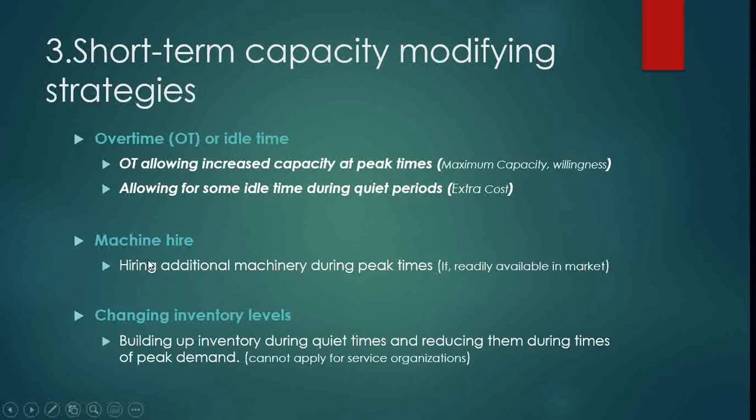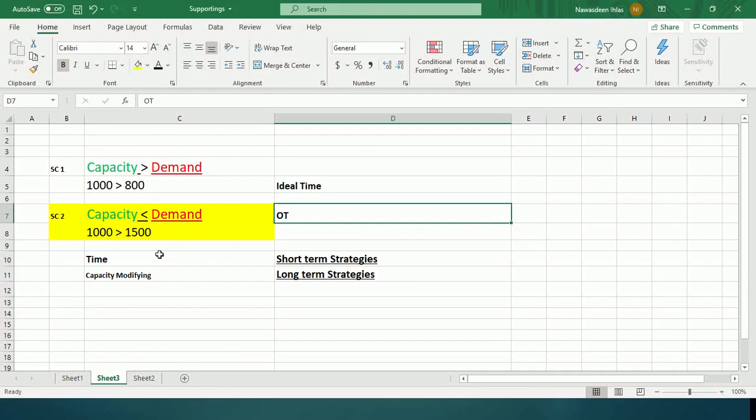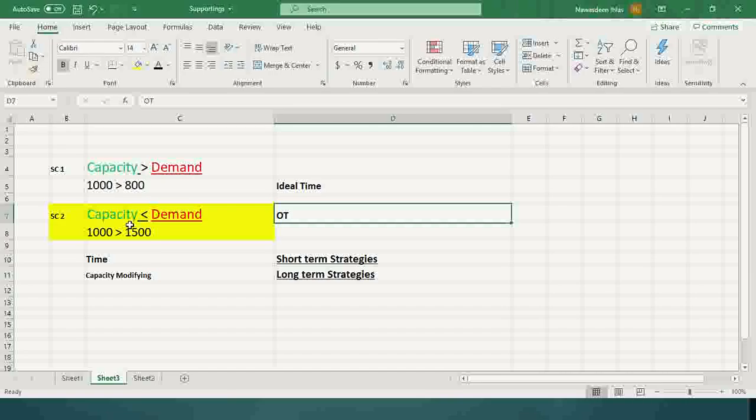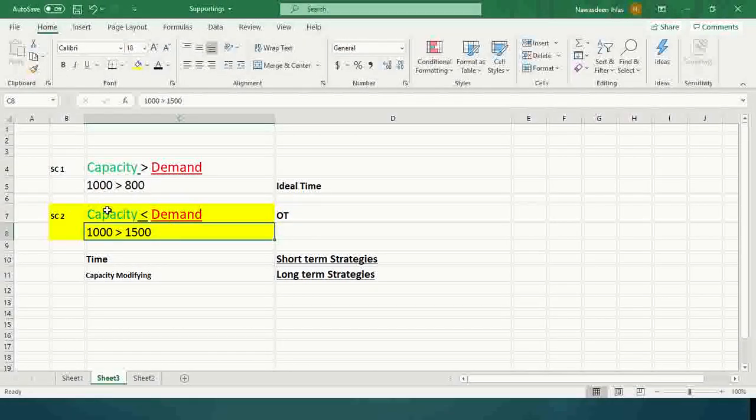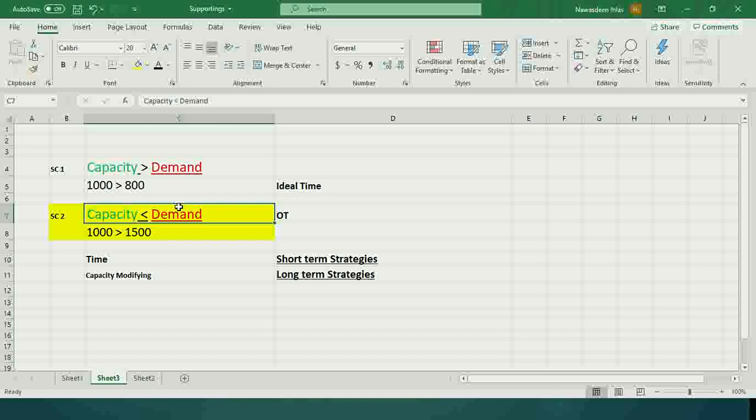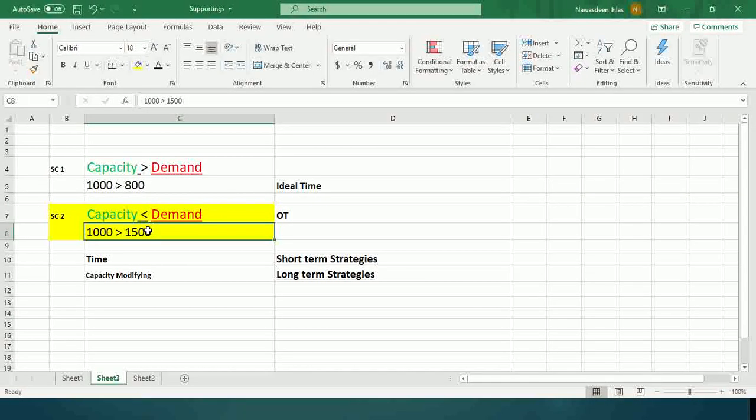This is machine hire. Now if our demand is higher, in this scenario we can use another strategy. If our demand is higher and capacity is lower, what can we do? We can decide whether this demand is a permanent demand or a short-term demand. If it is a short-term demand, there is no point in purchasing a new machine. We know this is a temporary demand, so to meet it we can hire a machine for a short-term period, for 1 month or 2 months. We can hire a machine from an outside supplier and meet this demand.